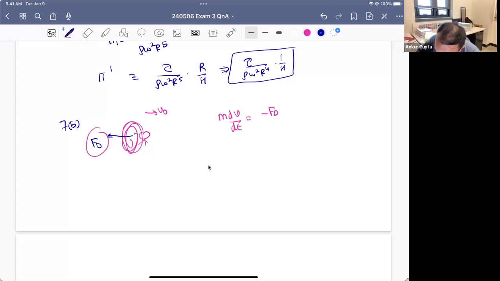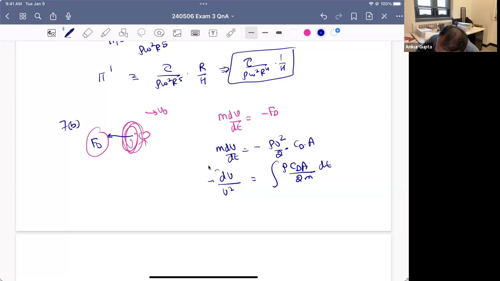So now we say m du by dt equals the drag force, which is given by minus rho u square by 2 into CD into area. Then I can say here minus du by u square is equal to CD A by 2m rho dt. I will go from some time t equal to 0 to time t. T equal to 0 means when we stopped the turbo and opened the parachute.